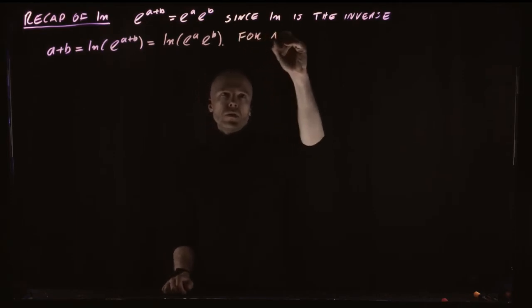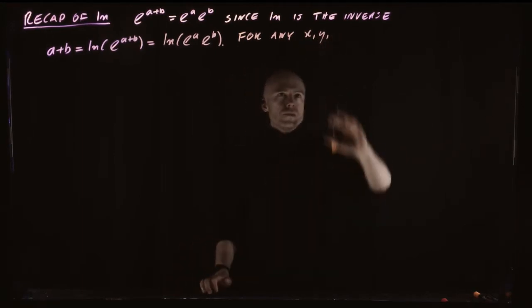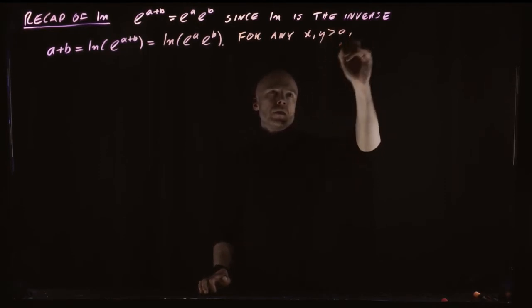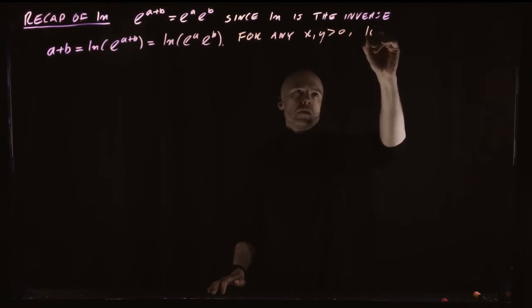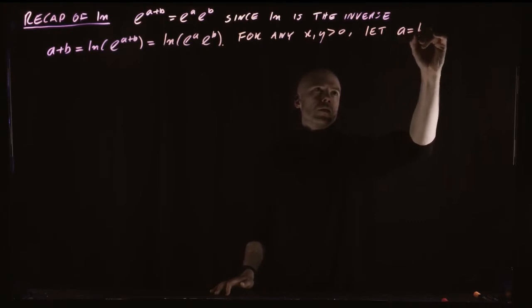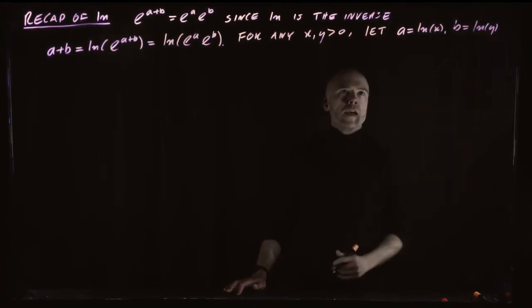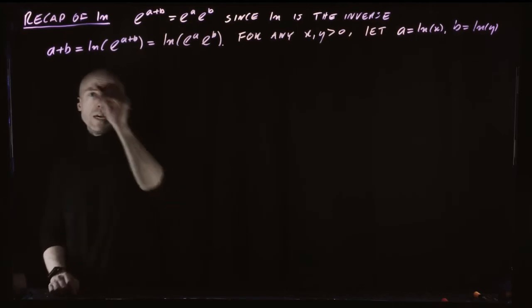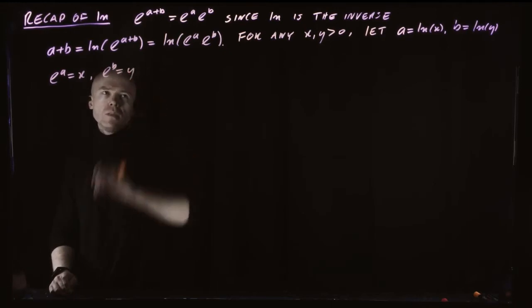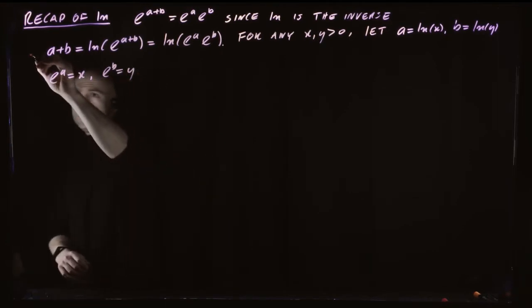So for any x, y which are positive, because log is only working on positive numbers, let a equal log of x and b be log of y. So in particular, we have that e to the a equals x, e to the b is equal to y. So if we put this into what we've just learned, let's call this thing star.